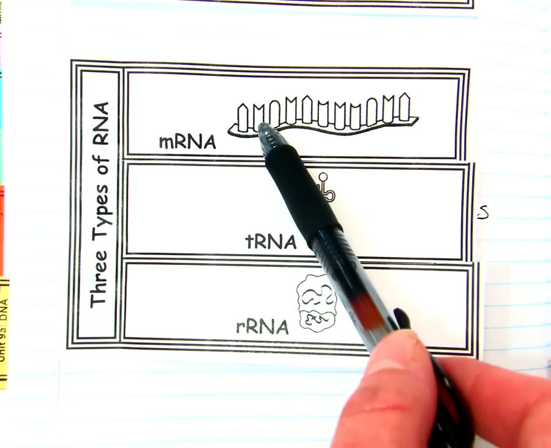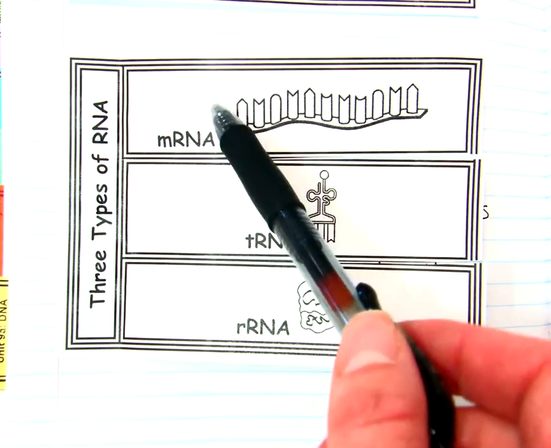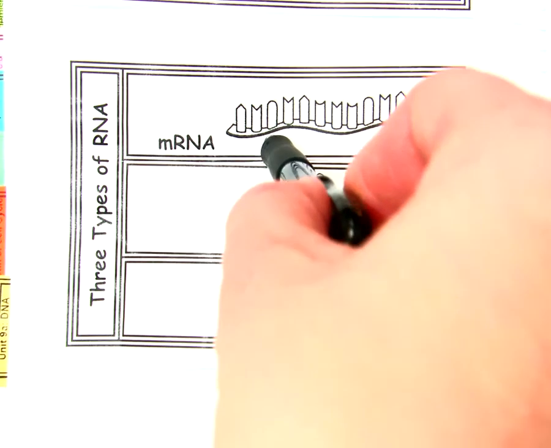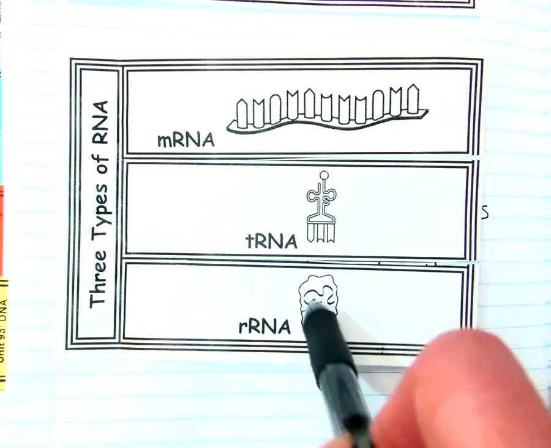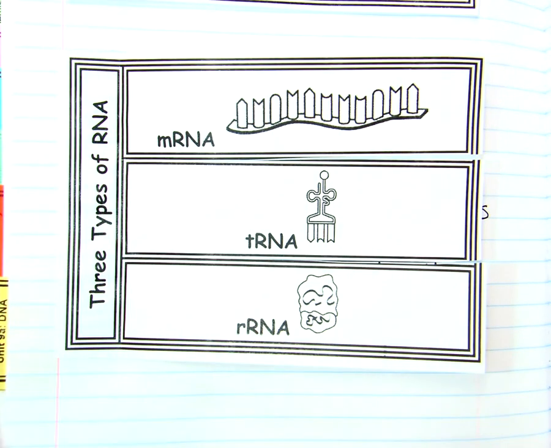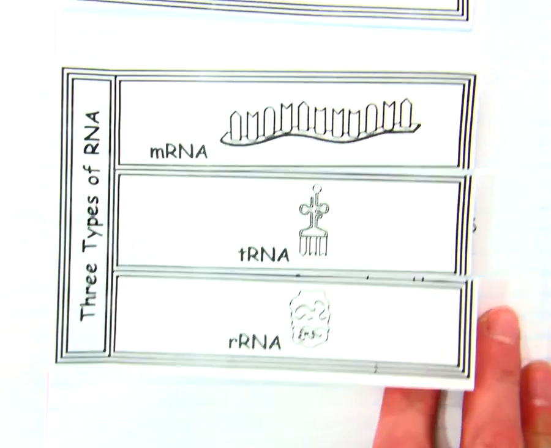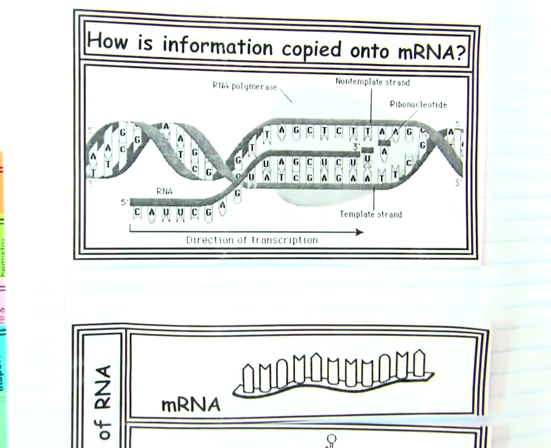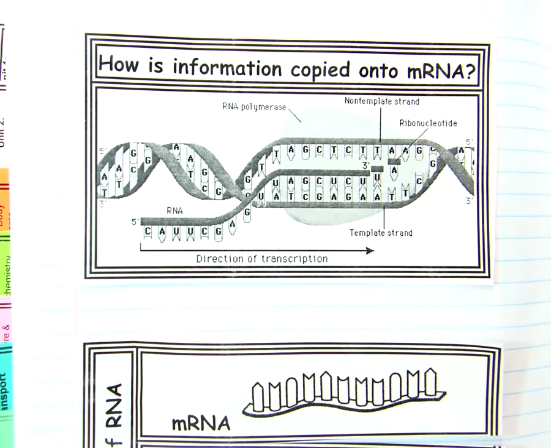Today we're going to talk a little bit more about mRNA. It is going to be really important for the next couple of days, and then we'll talk more about tRNA and rRNA. So back up to the next one. How is information copied onto mRNA? In order for the information to leave the nucleus, it has to get copied onto mRNA.